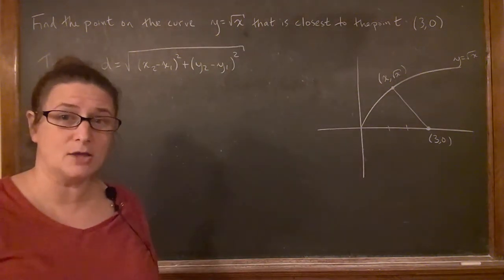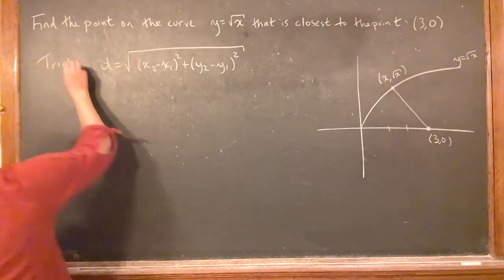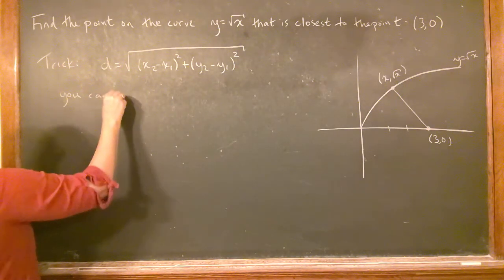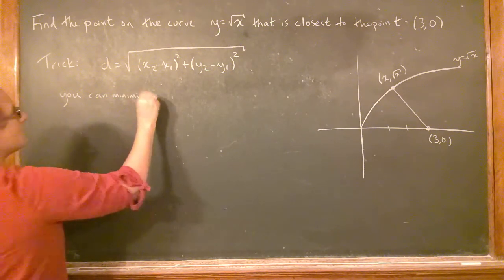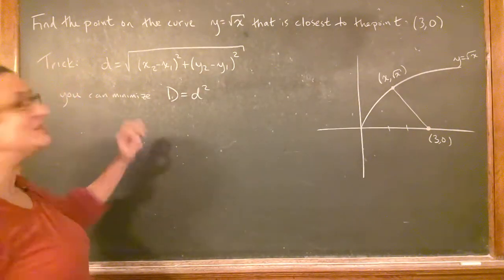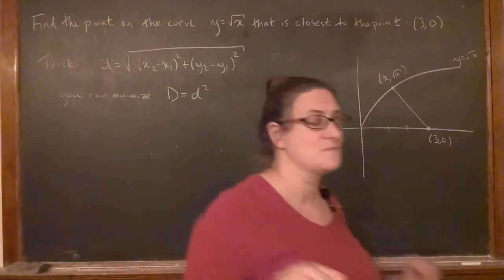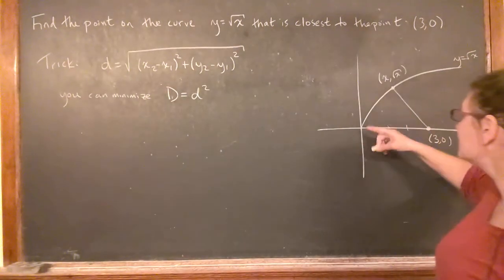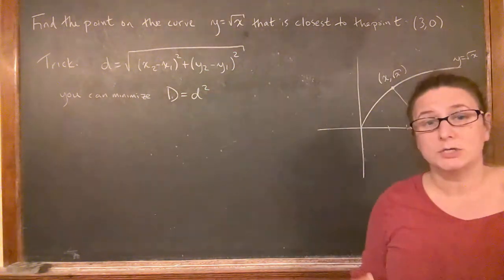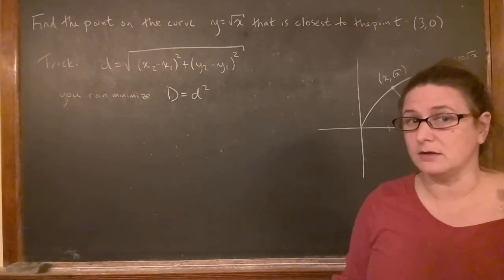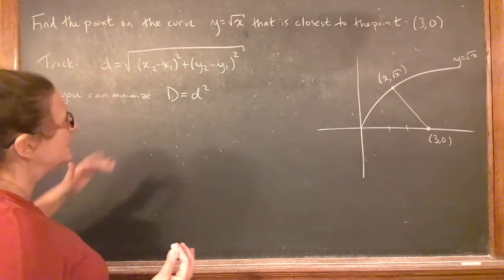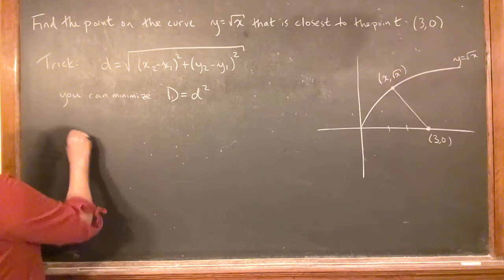So if you want to make your life easier, instead of taking this, you can minimize the distance squared. And the reason you can do that, now you can't do that with every function, is because the square root is an always increasing function. So it's not going to change the maxima or the minima. So you can do that. You can also just use this, but it's a lot easier if I write it this way.